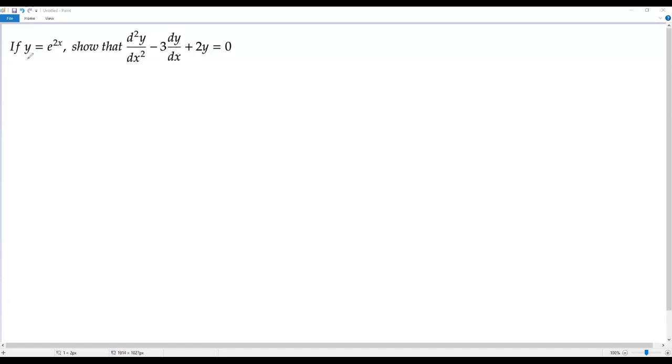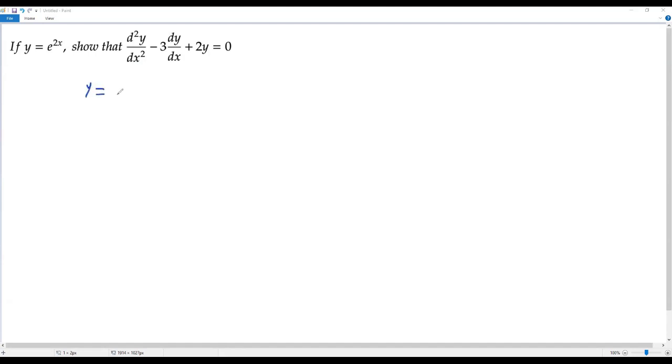Okay, so the information is that y equals e to the power of 2x, and we have to prove that the value of this expression equals 0. And this d square y over dx square represents the second derivative of y. That is, we do the derivative of y 2 times, and both times with respect to x, because here we have square of x in the denominator. This one represents the first derivative of y with respect to x. Now our work is to find the second derivative of y with respect to x and the first derivative of y with respect to x.